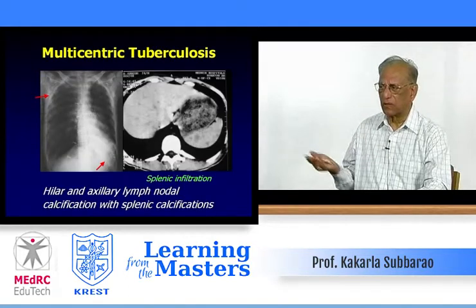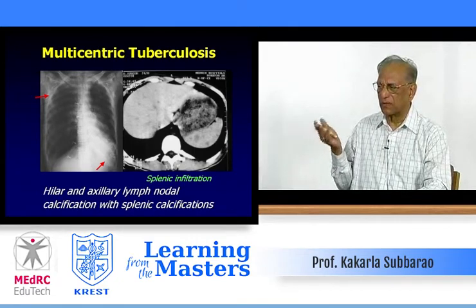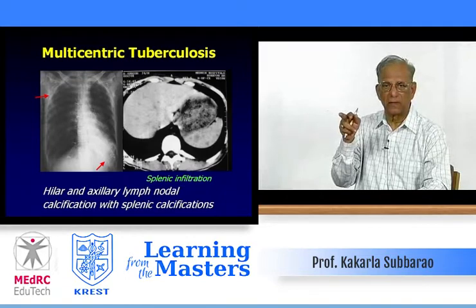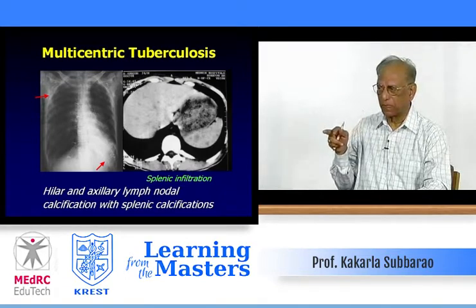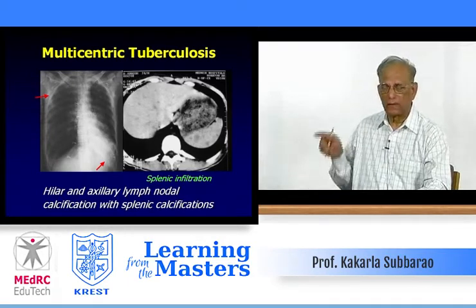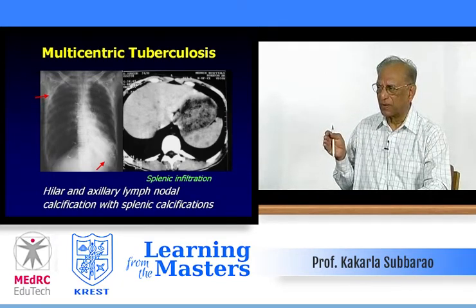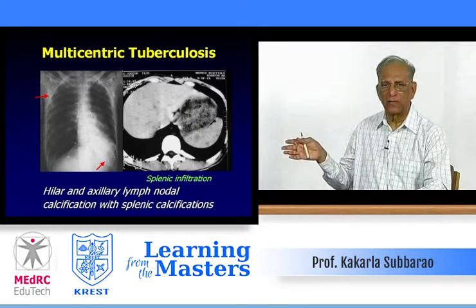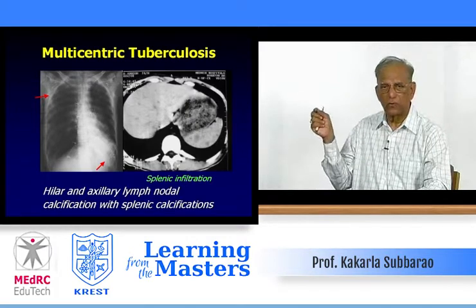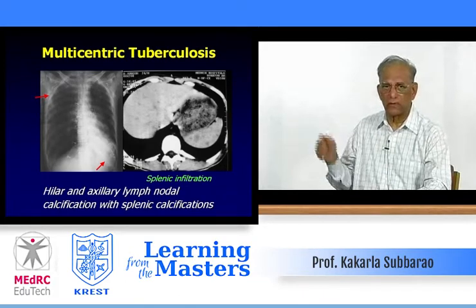Multicentric tuberculosis, already we have referred to earlier in the spine. Here in a PA view of the chest, hilar and axillary lymph nodal calcification is there, indicating that it is an old tuberculosis with splenic calcifications. That red arrow on your left side shows splenic calcification. These are all tuberculomata that are calcified. And the one on your right side is a different case. That's how tuberculous abscesses, or if you want to call it tuberculous infiltrates in the spleen, show as lucent areas in the spleen. Ultrasonography also reveals similar lesions.